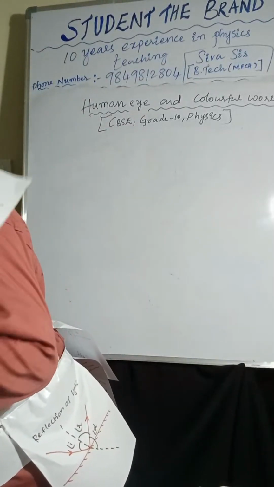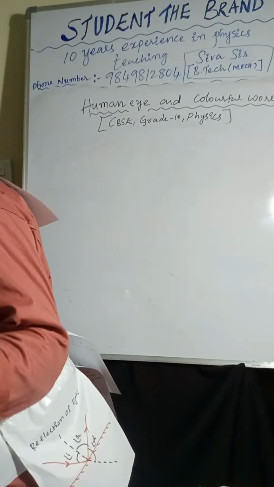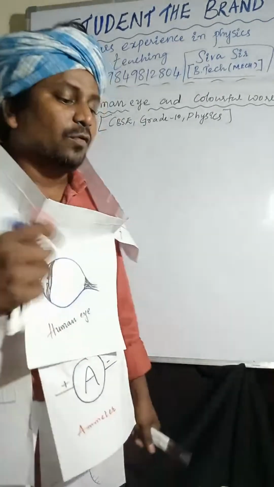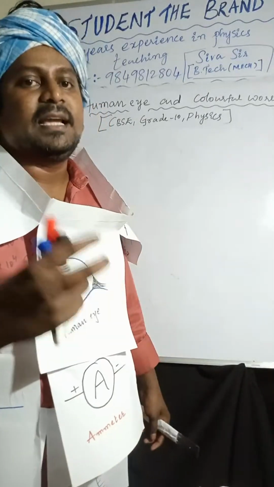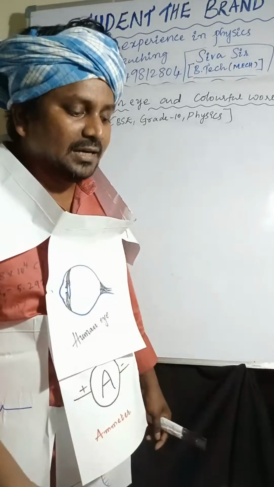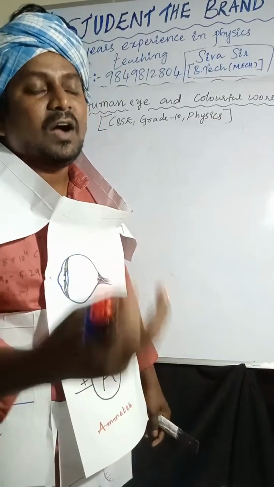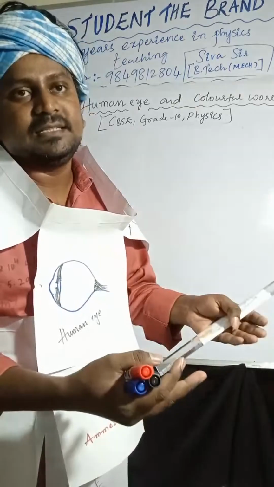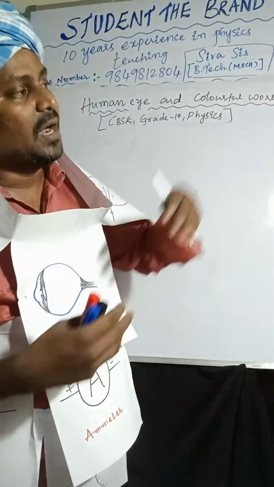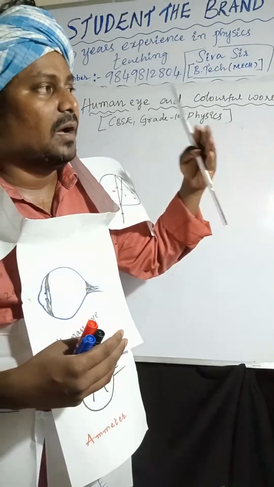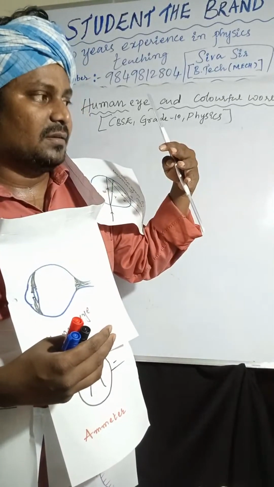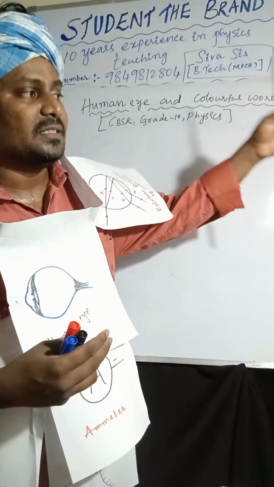Myopia is a condition in which the person can see near distance objects, but can't see far distance objects. Myopia, in short: he can see near distance, and that is the reason; far distance objects he can't see.